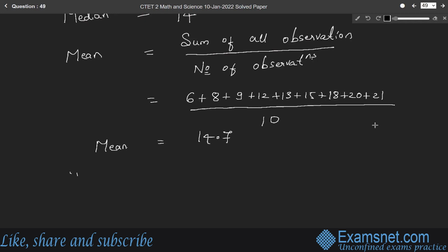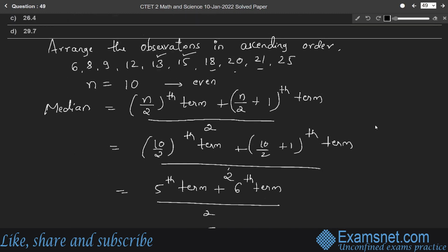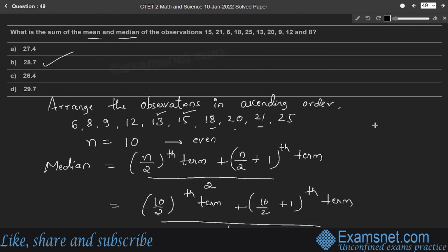Therefore, the sum of mean and median. So, mean plus median is 14.7 plus median, which is 14, which is 28.7. Therefore, the correct answer is option B.